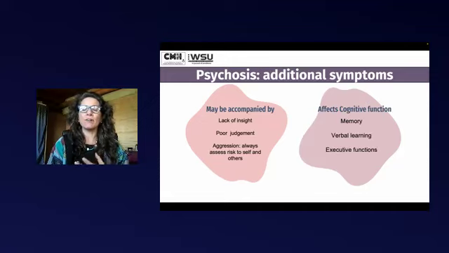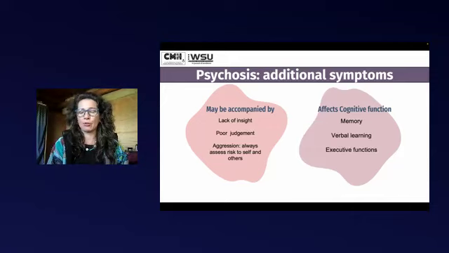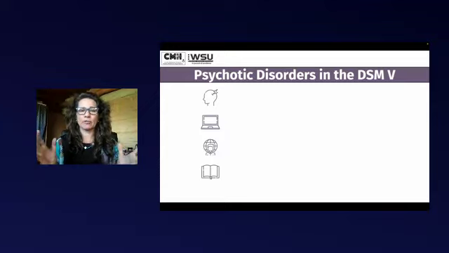And it affects cognitive function. So if you're psychotic, you can't think properly. So it affects your memory, it affects your ability to learn anything, obviously, and very important, it affects executive functions. So a big feature of psychosis is you're not going to be able to work, you're not going to be able to maintain a relationship, you're not going to be able to manage life if your brain is not fully online. So let's look at a quick differential.